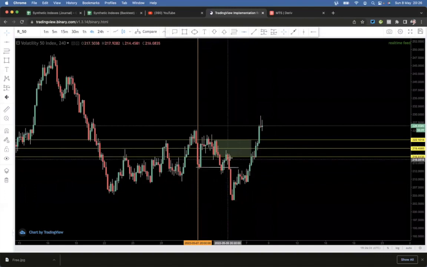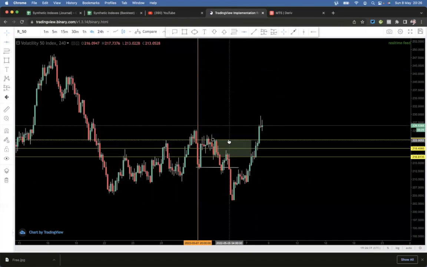That's why I don't really rely on this level. I only rely on these two levels right here. So if I get a signal to sell around this area, I take the trade. But in this case right here, sorry guys, price did not touch the 50% level.